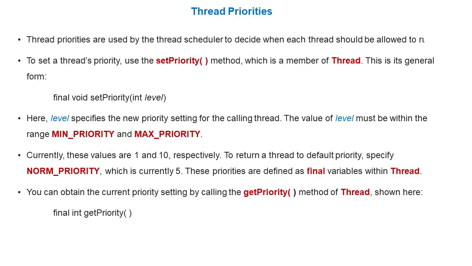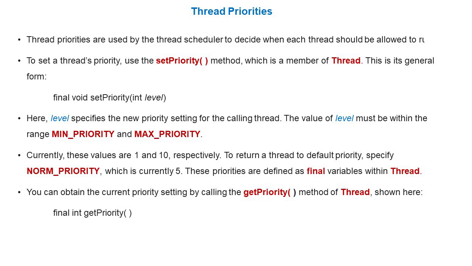Thread priorities. Thread priorities are used by the thread scheduler to decide when each thread should be allowed to run. To set a thread priority, use the setPriority method, which is a member of Thread. The general form of setPriority has been given. Here, level specifies the new priority setting for the calling thread. The value of level must be within the range MIN_PRIORITY and MAX_PRIORITY. Currently, these values are 1 and 10 respectively.